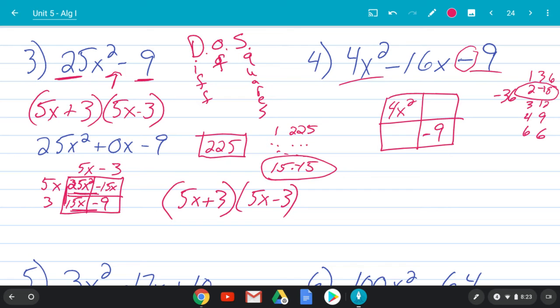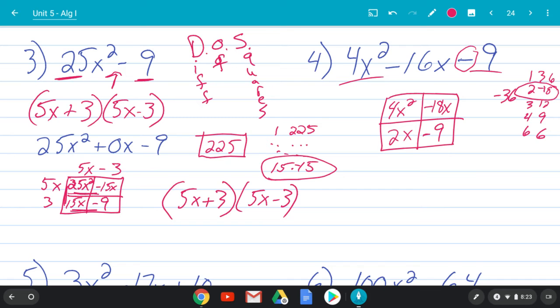Larger number gets the sign from the middle, so the 18 has to be negative. So negative 18. Remember, we put an x with it, and then 2x. Everybody okay with how I filled out my box? Any questions at this point?